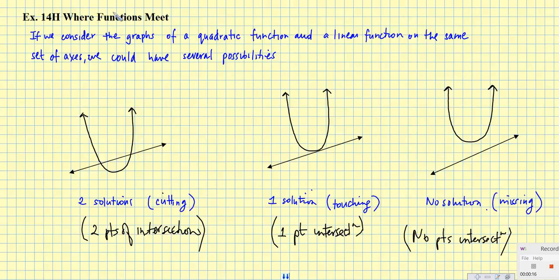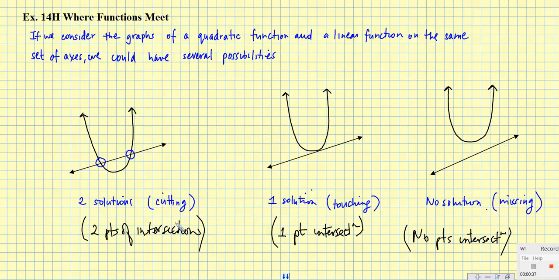So the first thing we're going to look at is that if we consider the graphs of a quadratic function and a linear function, for example, on the same set of axes, we could have several possibilities going on. We could have a linear equation that will cross the parabola at 2 points. We can have the parabola touching the linear equation at 1 point, or we can have it not touching at all. So the parabola never touches the line or the linear equation.